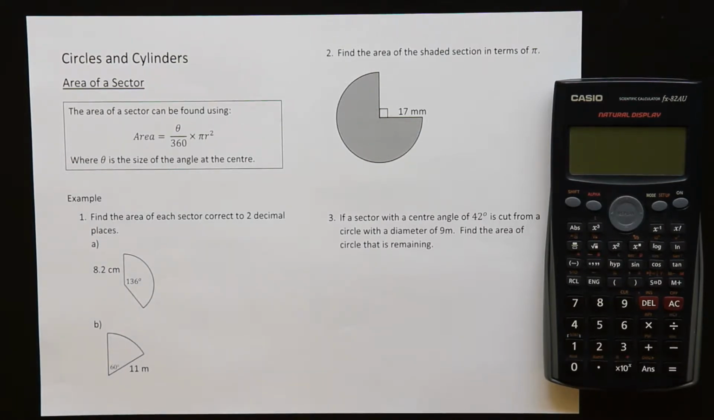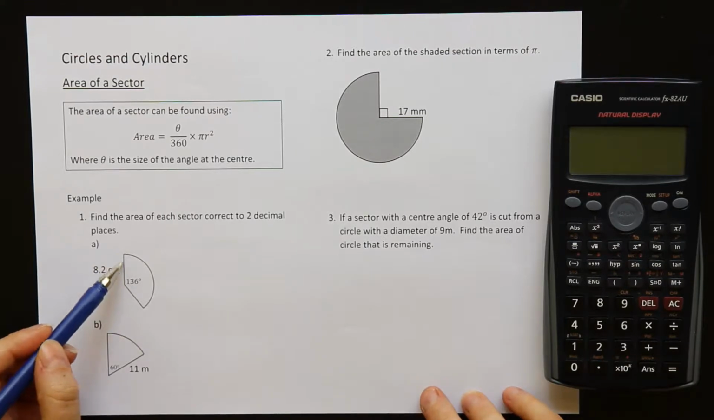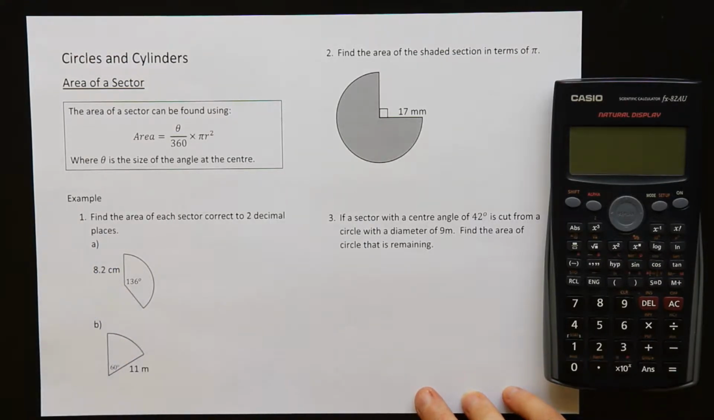Today we're doing a topic called circles and cylinders, and we're looking at the area of a sector today. In the last lesson that I did, we learned how to find the area of a circle, and now we just want to find just the little sector, the little cutout part of the circle.